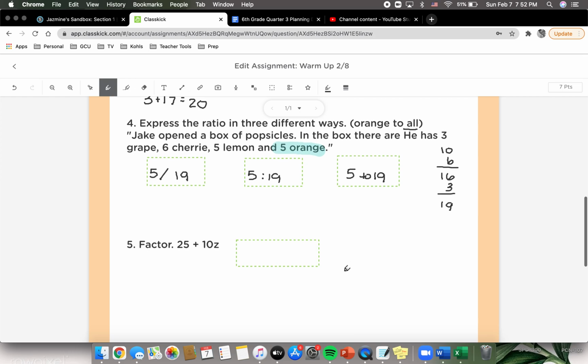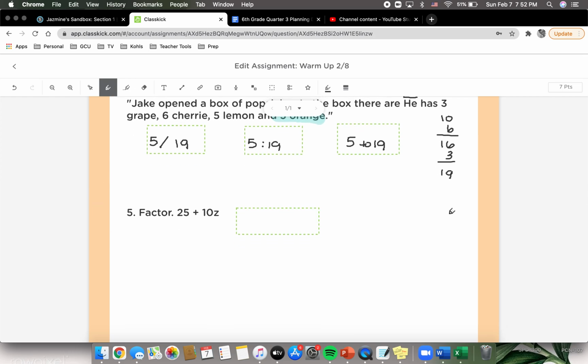Lastly, looking at number 5, it says factor 25 plus 10z. We need to find the greatest common factor of 25 and 10z. Well, we can list them all out, but off the top of my head, I know that it is 5. So we are going to take 25 divided by 5, which gives us the answer of 5. And our middle operation was adding. And 10z divided by 5 gives us the answer of 2z.